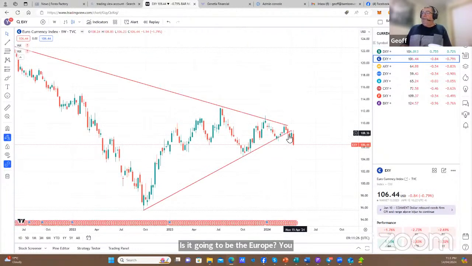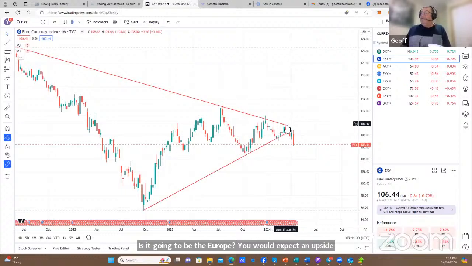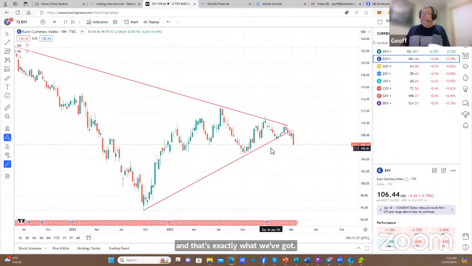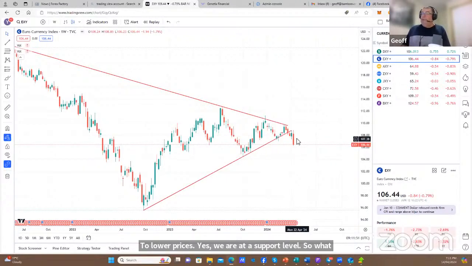You would expect an upside down version of the dollar index when looking at the euro, and that's exactly what we've got. We broke out to the low side, we retested that support trend line, and now we're on a very, very strong path to lower prices. Yet we are at a support level. So what would I expect from that? Technically, I would expect a bounce producing a lower high, and I'd like to trade it short.